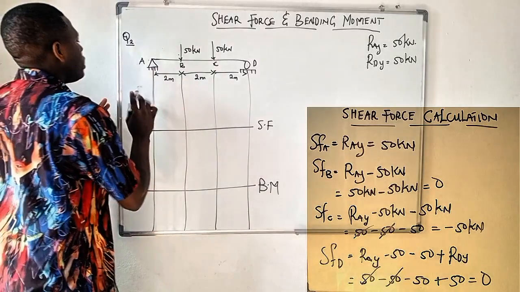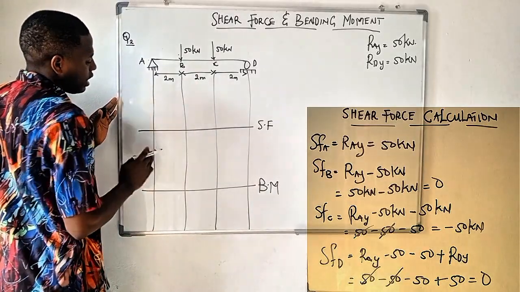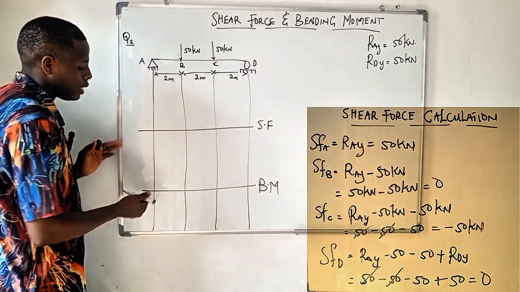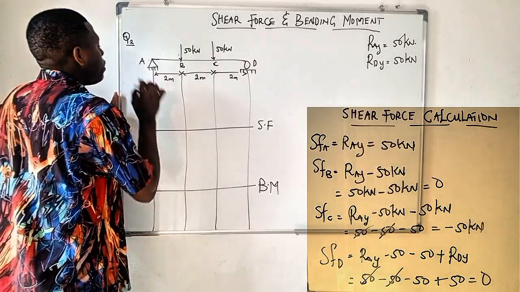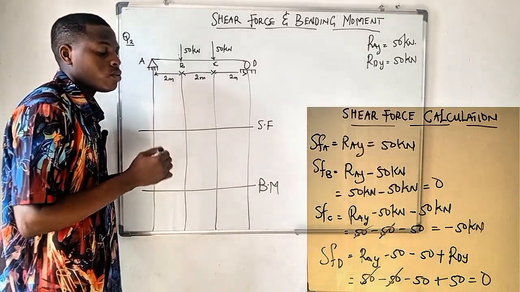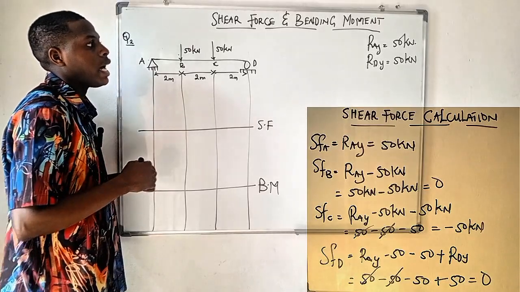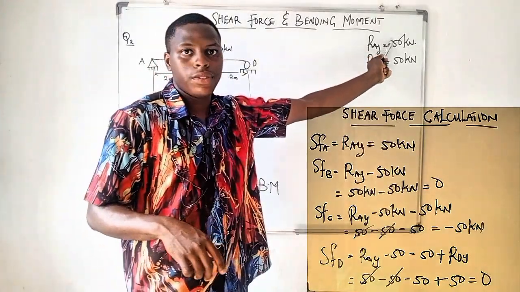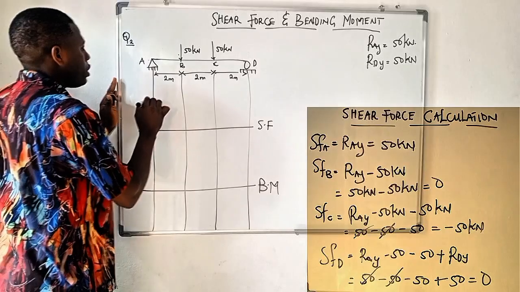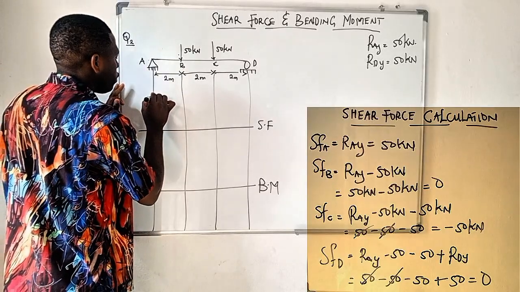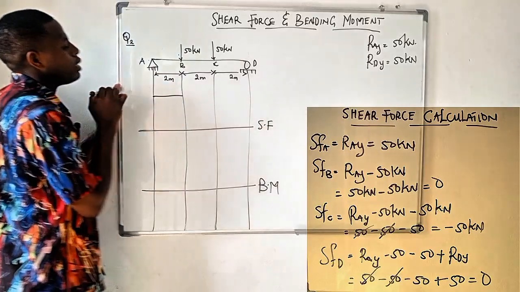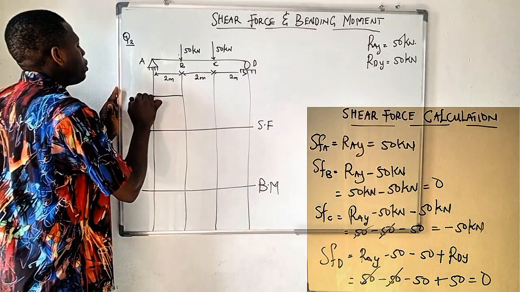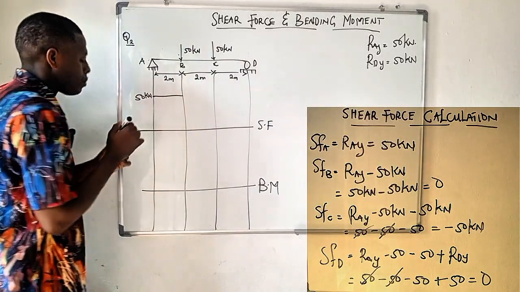So basically, this is our positive side and this is our negative. For your bending moment, this is your positive and this is your negative. Take note. So the first one is your shear force at point A, and it was the reaction, 50 kilonewton. So we have shear force at this point to be 50 kilonewton. So how do you draw it? You draw a horizontal line down to that point. You call this 50 kilonewton.